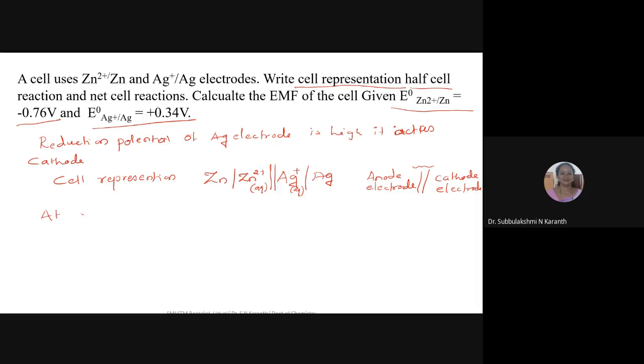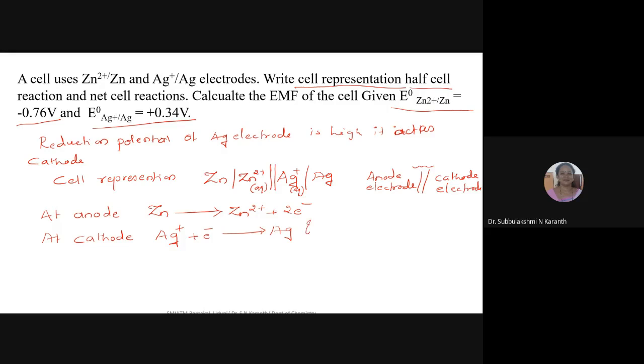First you write at the anode, what is the reaction that takes place? That is oxidation. Zinc giving rise to zinc ion with the liberation of 2 moles of electrons. At the cathode, what is the reaction? That is a reduction reaction: Ag+ ion takes an electron giving rise to Ag. Here silver can give only 1 electron, so that it can attain stability. But zinc can give 2 electrons. So while writing the silver, you have to write a single electron.